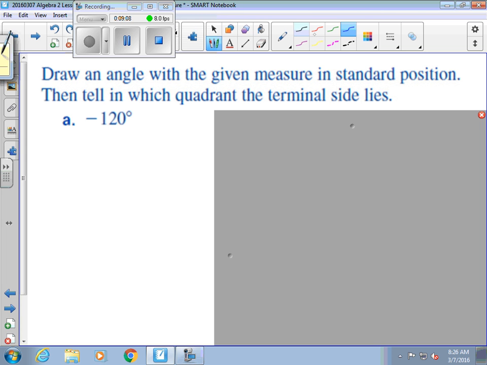If you're having problems starting, start like this. You know your initial side is going to be here.